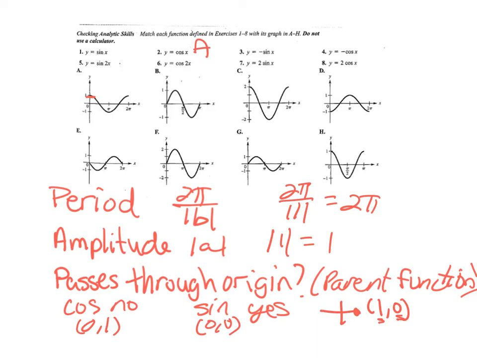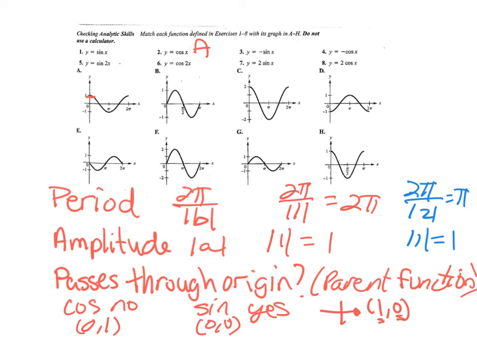If I were looking at number 6, and let's do that in blue, then my period would be 2 pi over the coefficient in front of the x, which is b, so that's 2. So I'm going to get pi. And then my amplitude is the coefficient of the cosine, which is 1. So my amplitude is 1. And it does not pass through the origin because it is cosine.